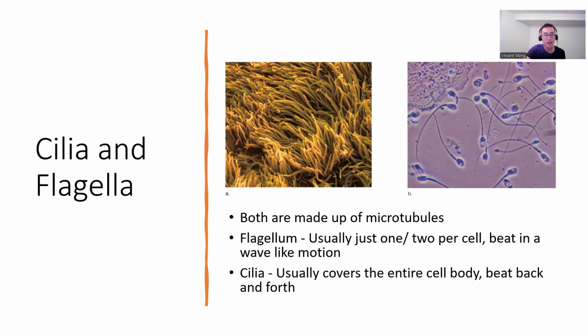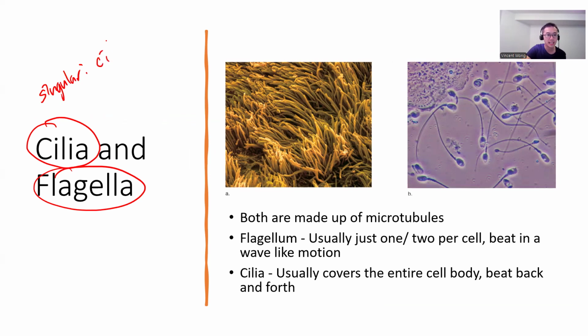The microtubules also form two other structures, cilia and flagella. So let's talk about cilia first. The singular for cilia is cilium, but we rarely say that, because if a cell has cilia, they are going to be covering the entire cell body.